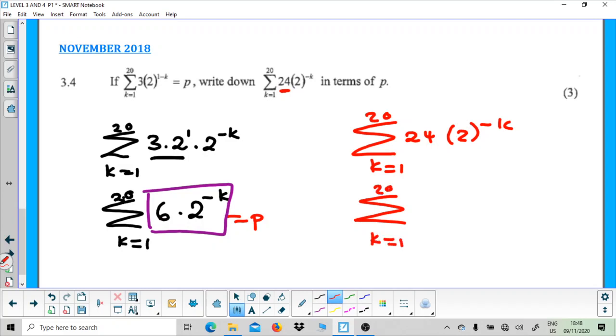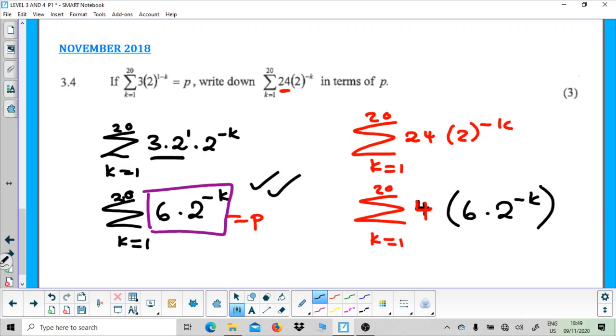So 24 can be said to be 4 multiplied by 6, so let me put the 4 multiplied by that one over here. So it's more like 4, 6 into 2 to the power minus k. So each term was multiplied by 4 of the second one. Is that clear to you? So what happens to the sum? It's also multiplied by 4.